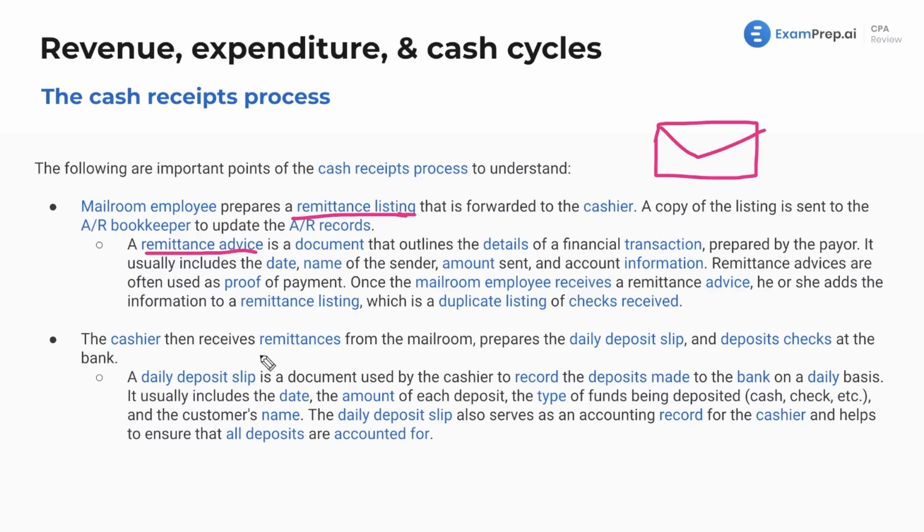The cashier then receives remittances from the mailroom, prepares the daily deposit slip, and deposits checks at the bank. The cashier is going to have custody of the cash. The daily deposit slip is a document used by the cashier to record the deposits made to the bank on a daily basis. It usually includes the date, the amount of each deposit, the type of funds being deposited, whether it's cash or check, and the customer's name. The daily deposit slip also serves as an accounting record for the cashier and helps to ensure that all deposits are accounted for. Understanding these types of documentation and how they're used in the cycle is going to be critically important for you.